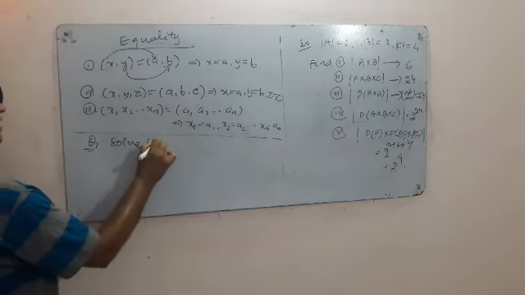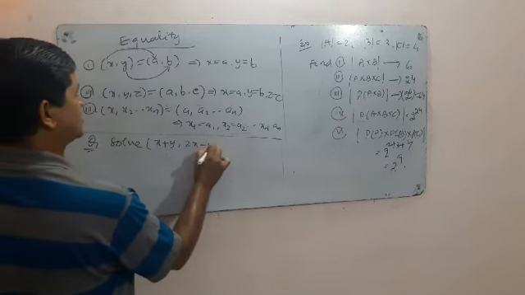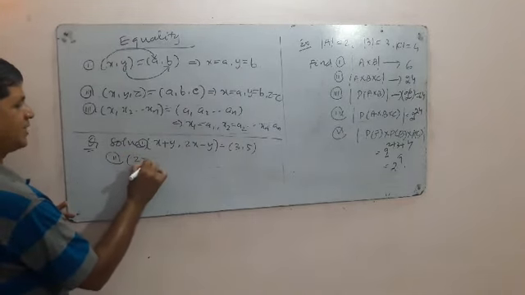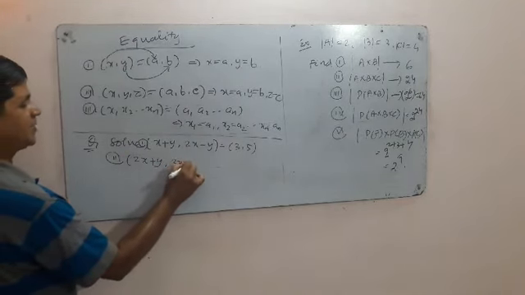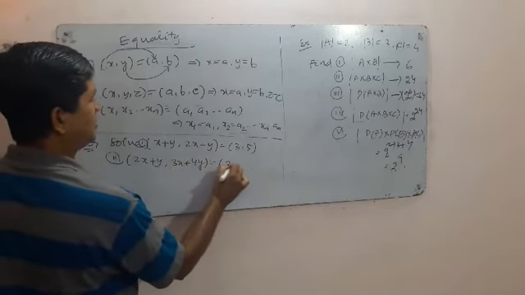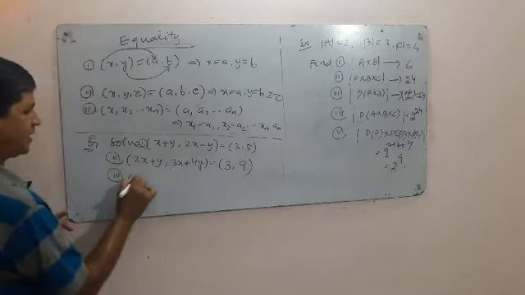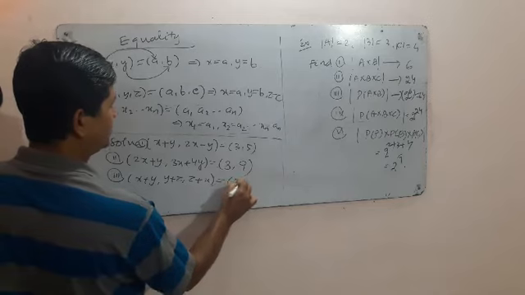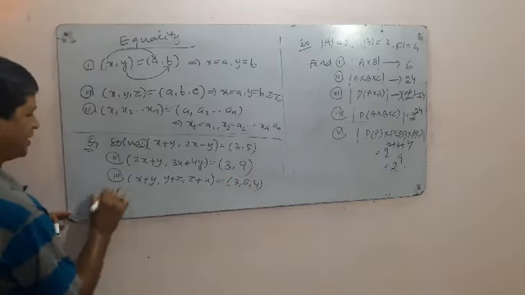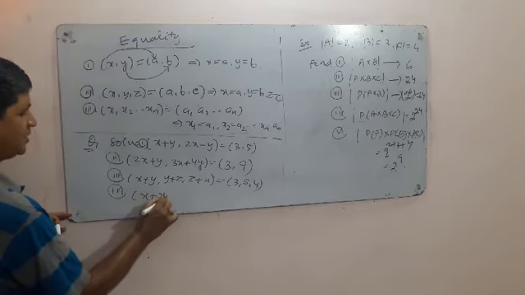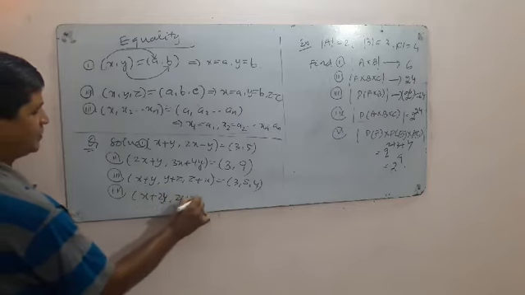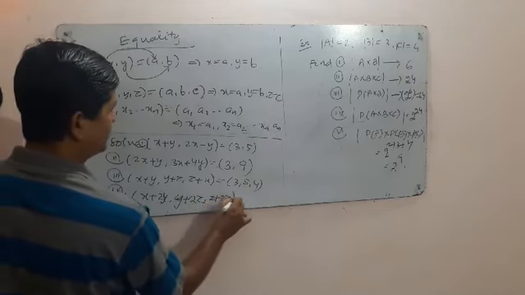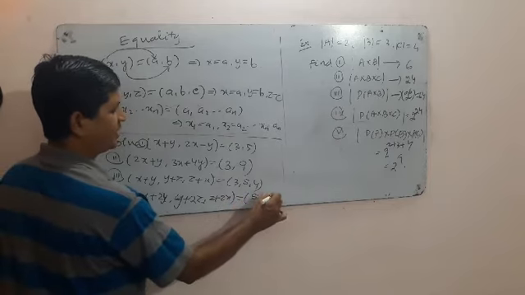Now we solve some questions on it. Solve: first, x plus y comma 2x minus y equals 3 comma 5. Second, 2x plus y comma 3x plus 4y equals 3 comma 9. Third, x plus y comma y plus z comma z plus x equals 3, 5, 4. Fourth, x plus 2y, y plus 2z, z plus 2x equals 5, 4, 10.